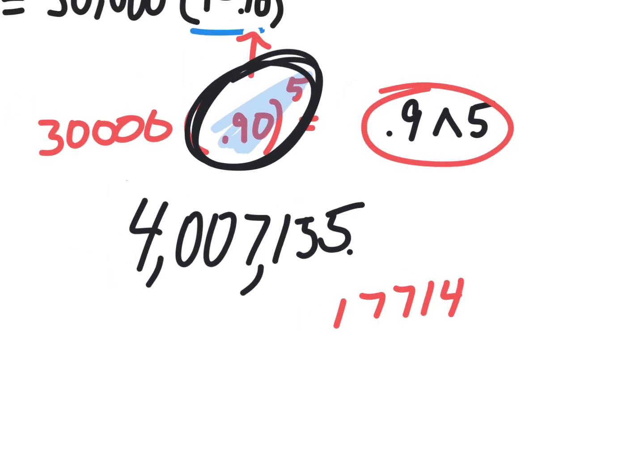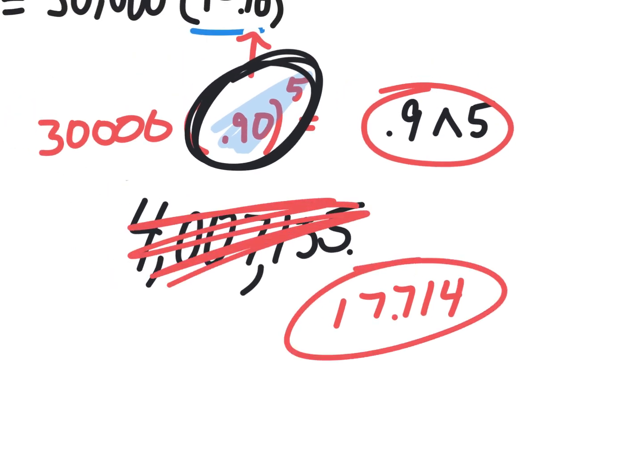Okay, so you should have had 17,714. And what that means is, if I'm right about the cost of electric cars going down by 10% per year, that 5 years from now, that'll be the cost. So it'll be way cheaper to make electric cars in 5 years than it is now.